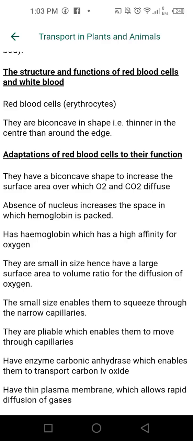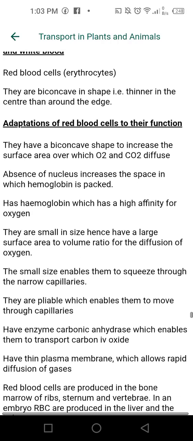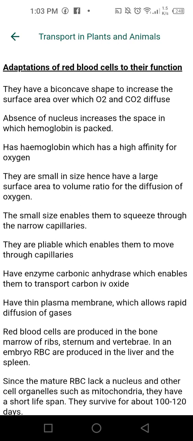They have hemoglobin, which has a high affinity for oxygen. They are small in size, hence have a large surface area to volume ratio for the diffusion of oxygen. The small size enables them to squeeze through the narrow capillaries. They are pliable, which enables them to move through capillaries. They have the enzyme carbonic anhydrase, which enables them to transport carbon IV oxide. They have a thin plasma membrane, which allows rapid diffusion of gases.